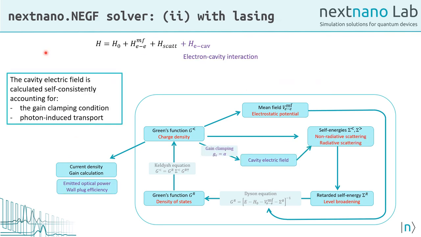But now, if we want to introduce lasing above threshold, we need to account for the electron-cavity interaction, and this is done here through the gain clamping condition. That is, the calculated gain matches the optical losses of the cavity, and using this condition, we calculate the cavity electric field, which in turn induces relative scattering. So we have a new self-consistent loop, and at the end, when convergence is achieved, we have in addition the emitted optical power and the wall plug efficiency.